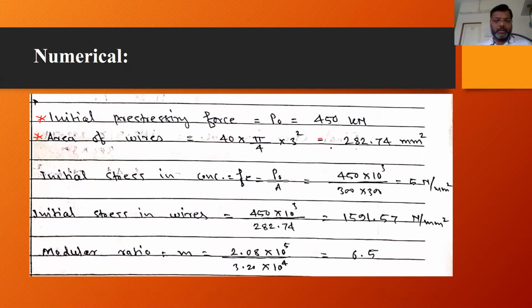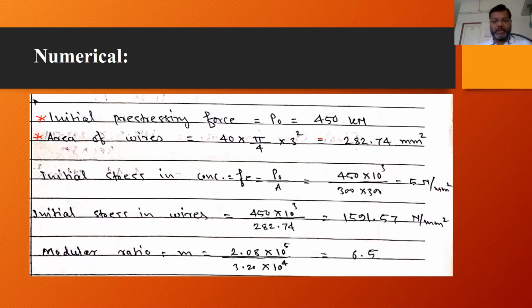So that area of wire comes to 282.74 mm square. The initial stress in concrete we have to calculate by using these two values, that is the P naught and the area of concrete. So Fc will be equal to P naught upon A. So it comes to 5 Newton per mm square.